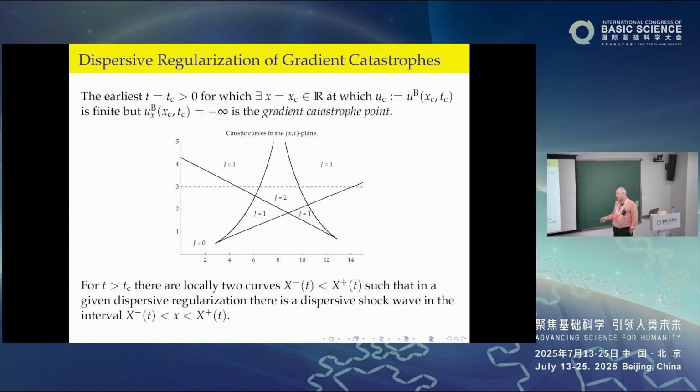And so what happens is that for t bigger than the critical time, there's locally two curves. You see them here. This is x equals x minus of t. This is x equals x plus of t, okay? And for a given dispersive regularization of the inviscid Burgers equation, like KdV or Benjamin-Ono, in between these two, there's a dispersive shock wave, okay? That's the idea.